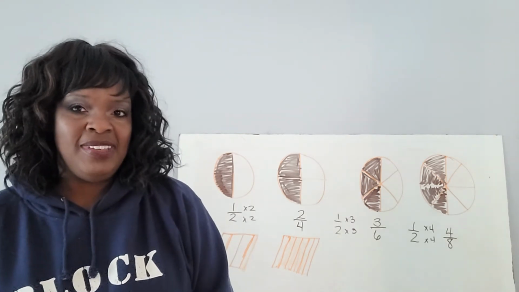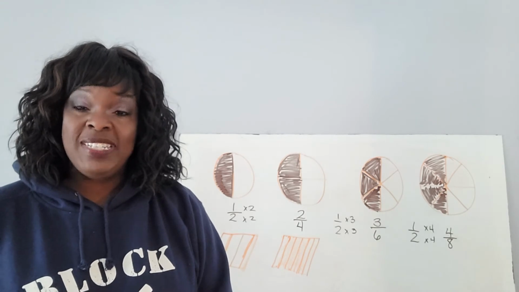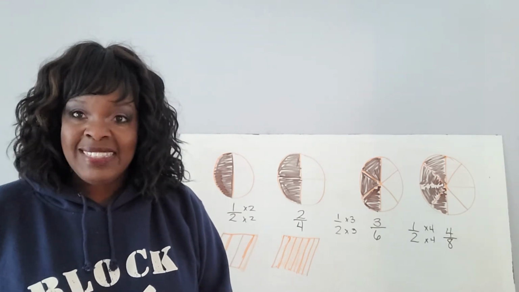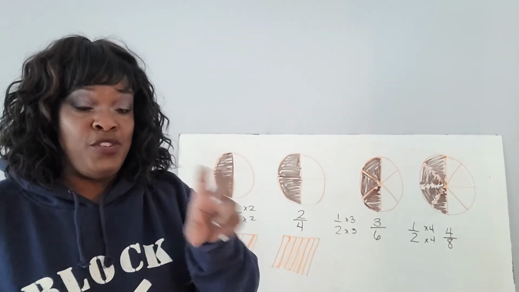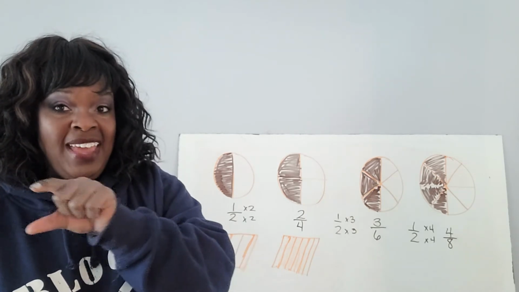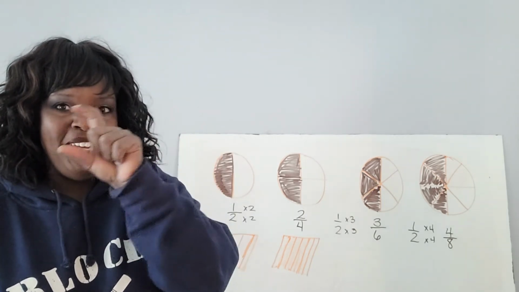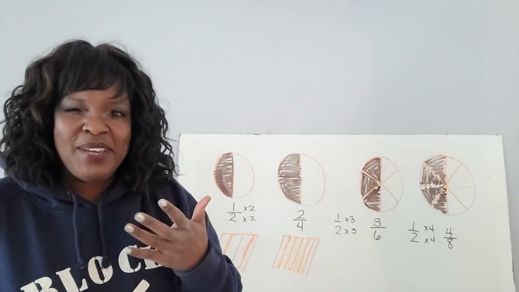Anybody think of any other ones? Ooh, I think I heard somebody say a big one, 10/20. Yes, because if I multiply 2 times 10, it equals 20. And if I multiply 1 times 10, it equals 10. So 10/20. Do you see what we're doing?